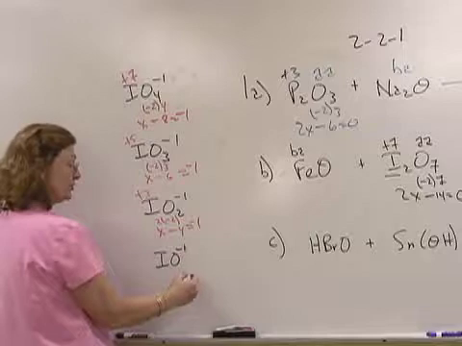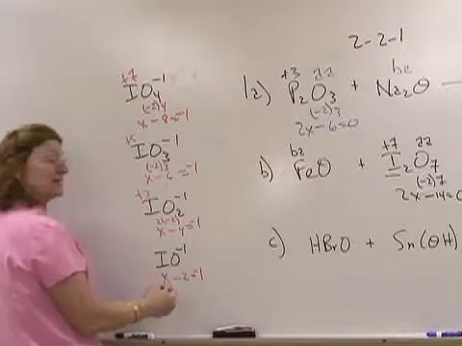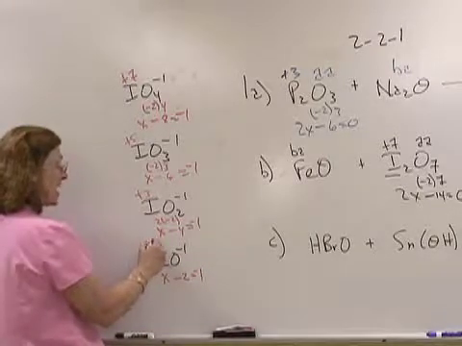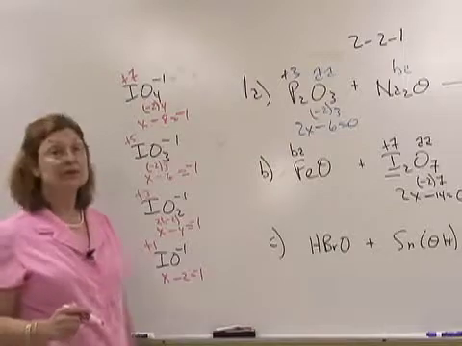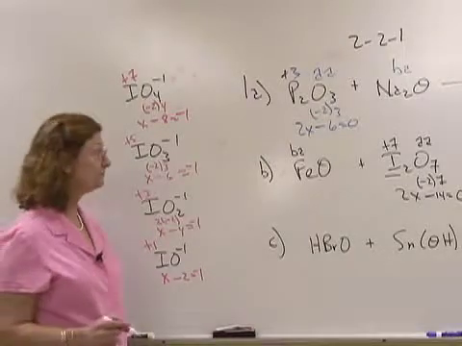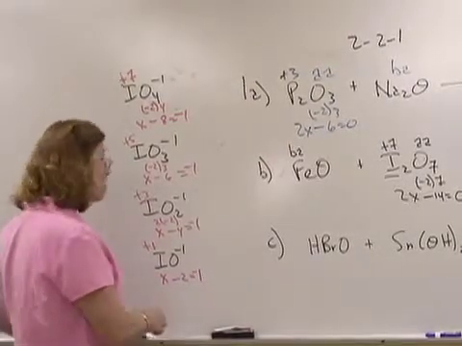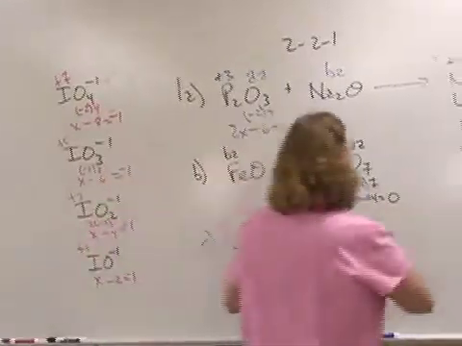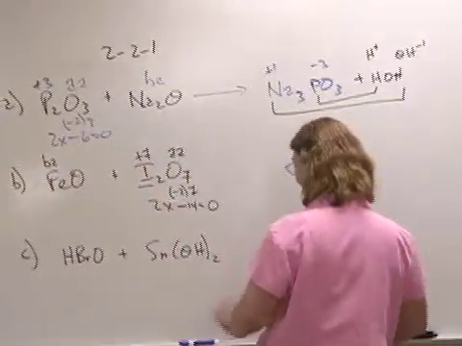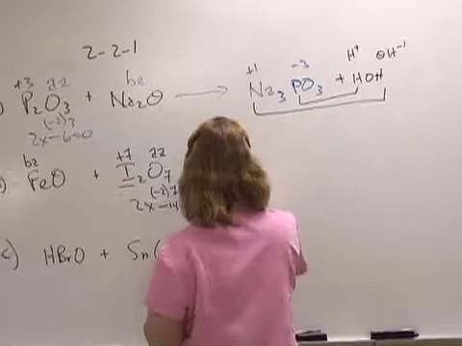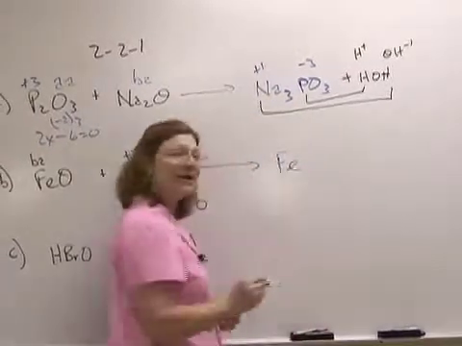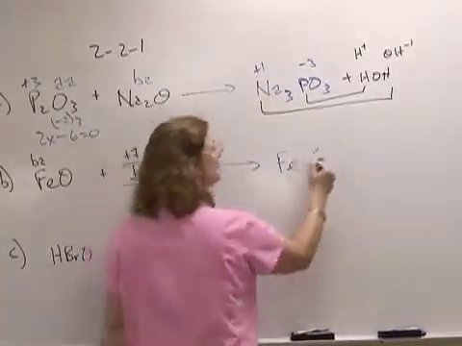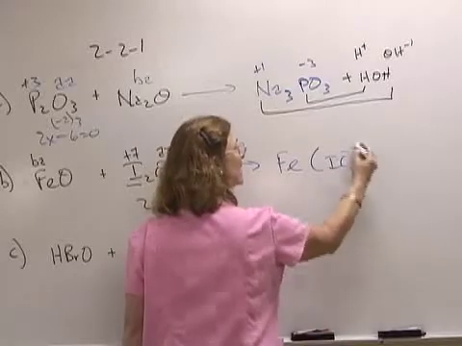Oxygen is -2. The whole polyatomic ion is -1. In this case, iodine is +1. You need to be able to do those. So I know that I am going to get a salt, and my salt is going to be iron is my metal. And periodate is my polyatomic ion.